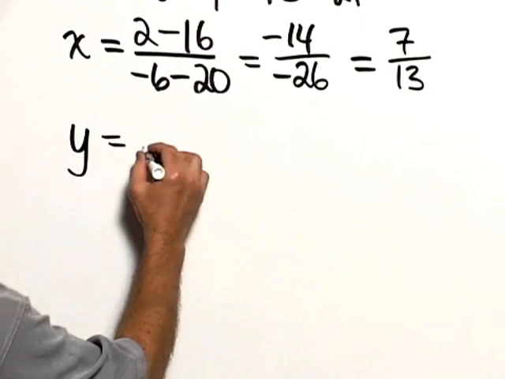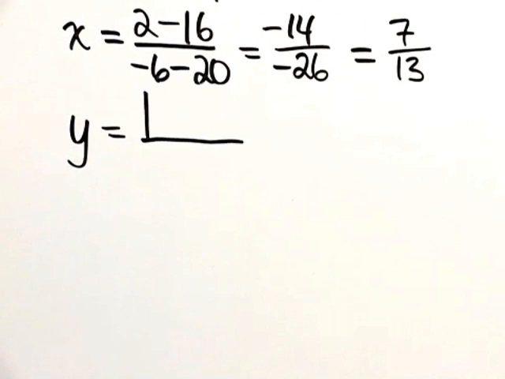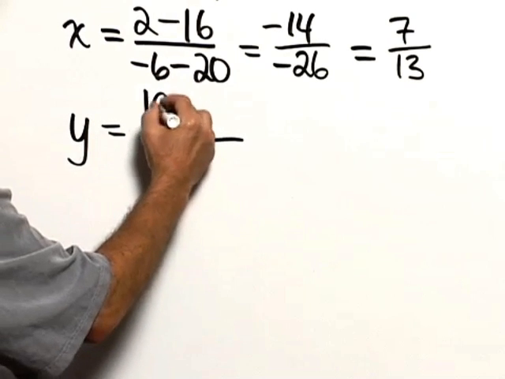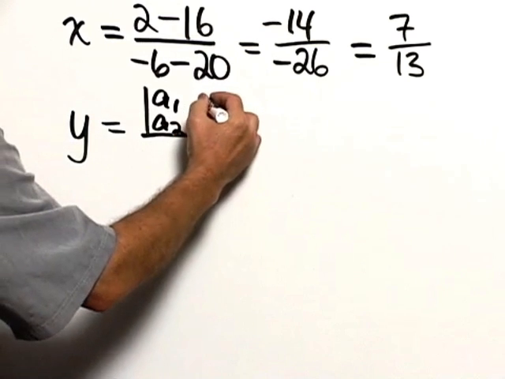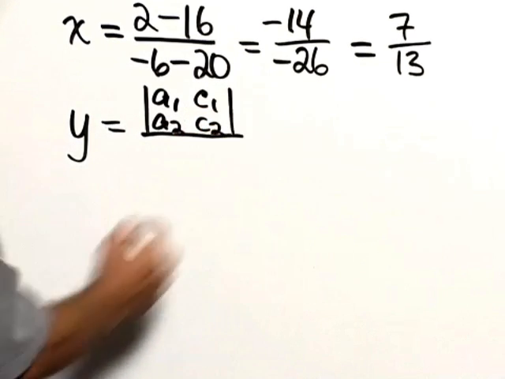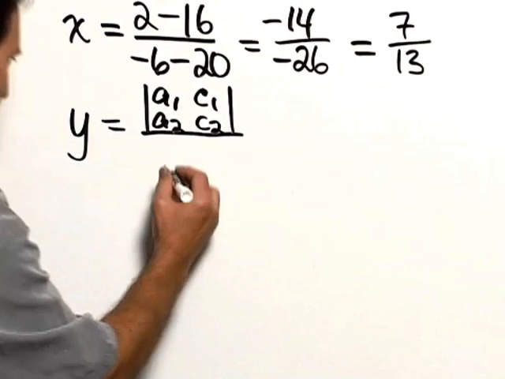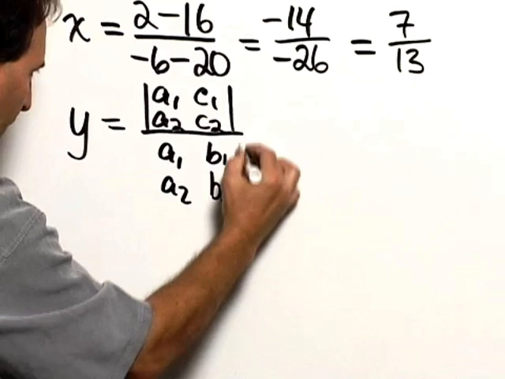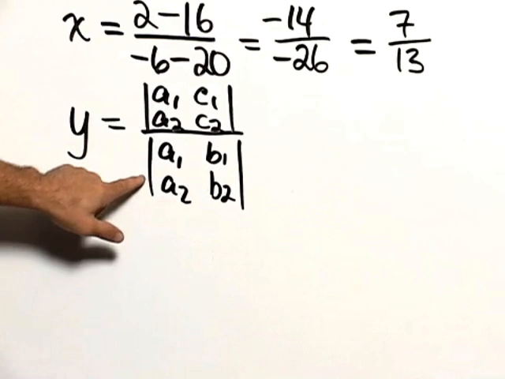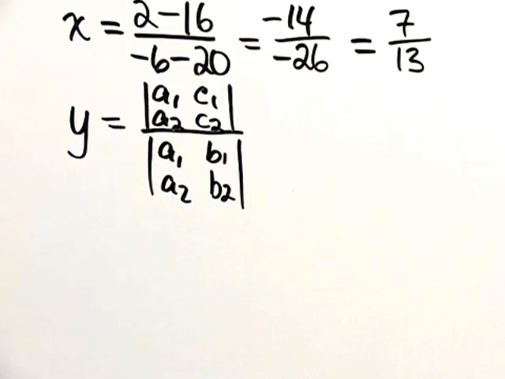Y is equal to the determinant of the coefficients of x, so A1, A2, then the constants C1, C2, and that is divided by the determinant of the coefficients, so that's A1, A2, B1, B2. Now, this determinant here is the same as the denominator that we found for the value of x. Let's substitute our numbers in.